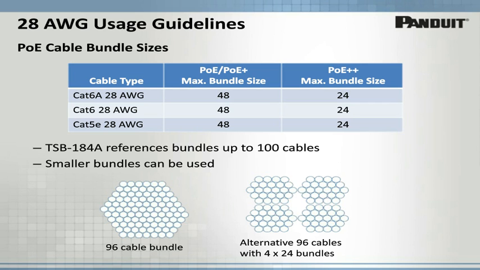However, when using 28-gauge cabling, due to the smaller size of the cabling, more heat buildup can occur as the cables are closer together. So in order to stay within the recommended temperature rise, the cables must be grouped in smaller size bundles, such as 24 or 48 cables, like in the bottom right picture. By bundling them in smaller size bundles, it allows more airflow around the smaller groups of cables so that the temperature rise can be kept in check.